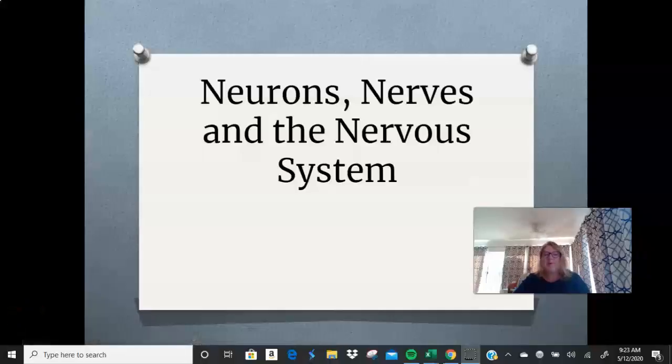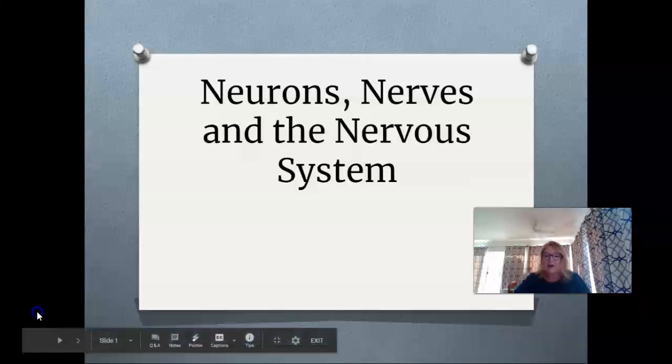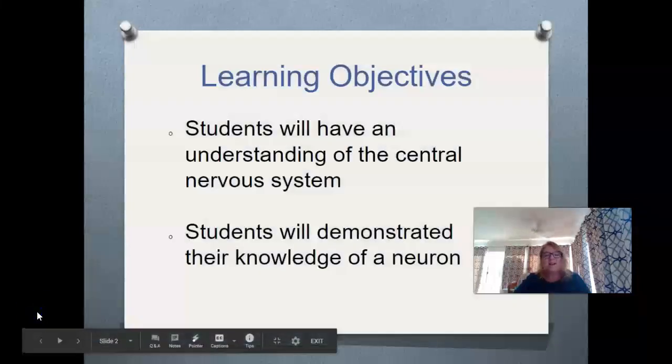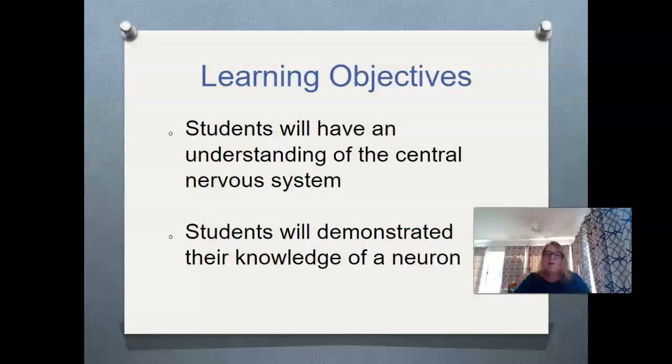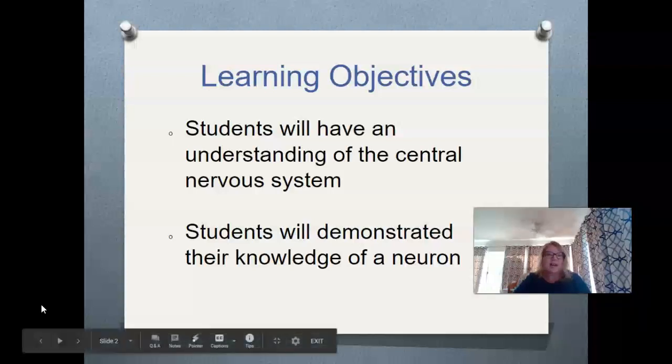So we're going to get started today with really the building blocks of your brain and of your biological system, and that is the neuron. So we're going to take a look at neurons, nerves, and the nervous system. Our learning objectives for today, hopefully by the end of this lecture, you will have an understanding of the central nervous system. I promise you, you'll also have this really annoying song going through your head that we're going to play. And then you will also be able to demonstrate the knowledge of a neuron. There's some extra credit after this that if you want to do, it will demonstrate your knowledge of the neuron. And so we'll talk more about that in your next part of this module, okay?